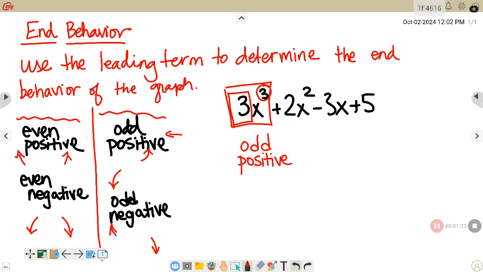What that means is, when you are looking at this graph, it's going to have an odd positive end behavior, which means going down on the left and then going up and ending up on the right. That is how it looks if you are odd positive.